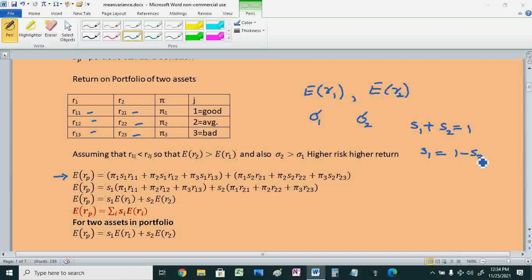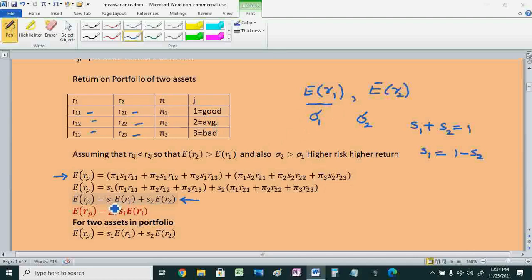If we compute this expected return on portfolio, see that in this second equation I have taken this S1 out as common from this first parenthesis, and that S2 out as common from this second parenthesis, and in this way I get this formula for return on portfolio. Though the expected return on a particular asset is constant, see that the return on portfolio is not a constant.